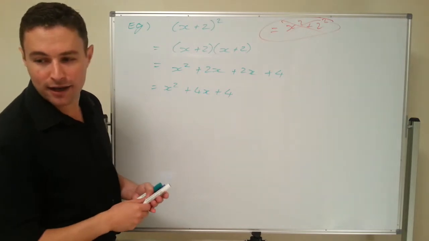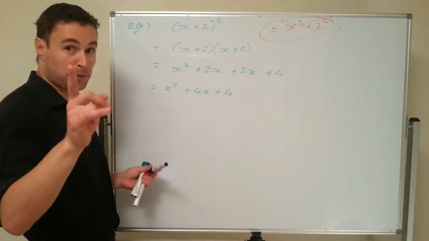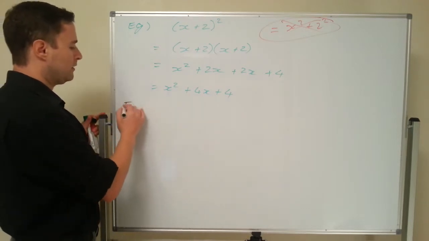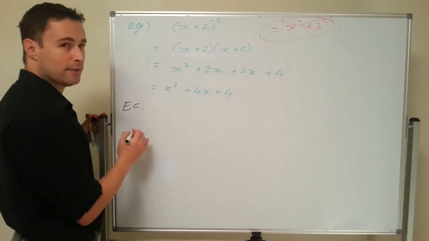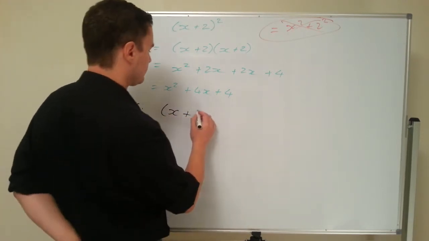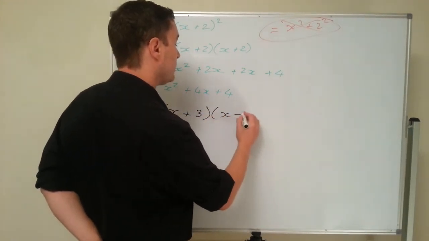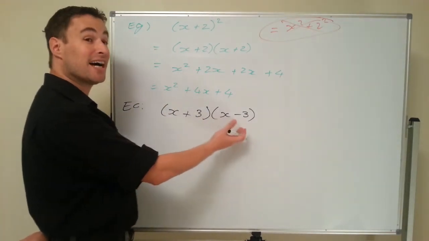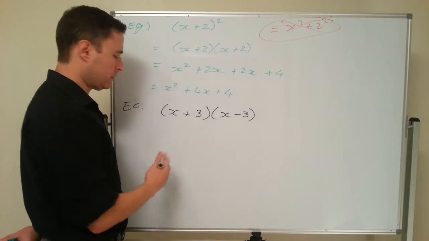And then lastly, the special case that I said where you're not going to end up with a trinomial. This is it. I'm doing it in black so you can see it's important. x plus 3 times x minus 3. It looks almost exactly the same, except that the signs are different. Well, let's do FOIL on this.